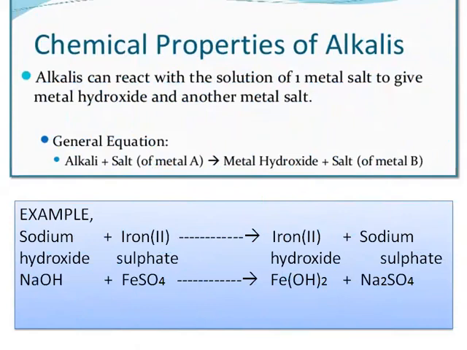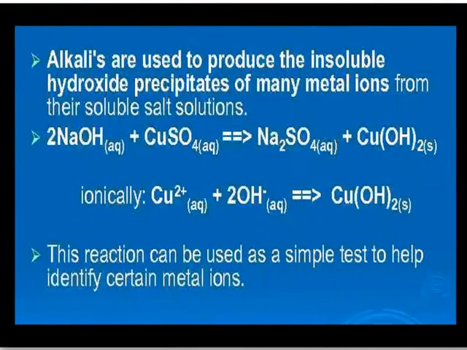Alkalis can react with the solution of one metal salt to give metal hydroxide and another metal salt. The general representation is an alkali reacts with a salt, gives a metal hydroxide and a salt of another metal. Sodium hydroxide, for example, reacts with iron 2 sulfate, giving iron 2 hydroxide along with the salt sodium sulfate. Alkalis are used to produce the insoluble hydroxide precipitates of many metal ions from their soluble salt solutions.